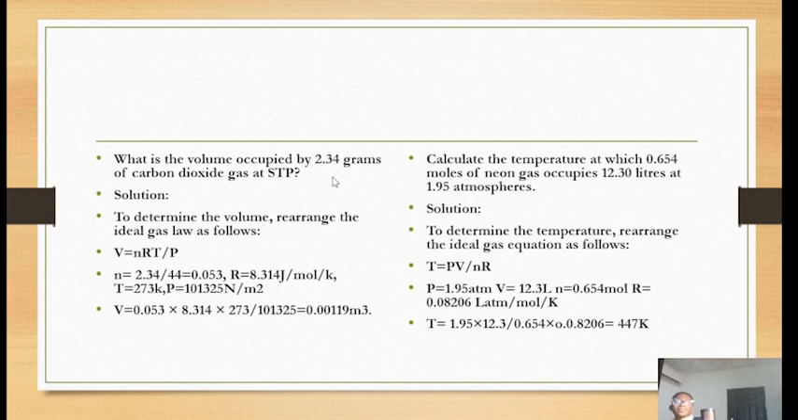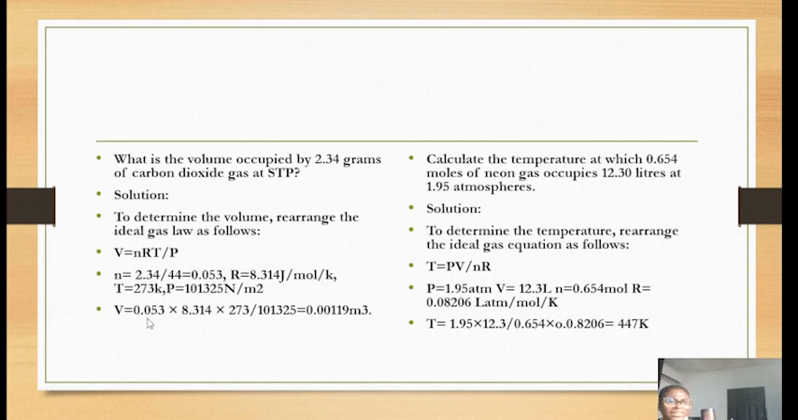What is the volume occupied by 2.34 grams of carbon dioxide gas at standard temperature and pressure? So determine the volume. Rearrange the ideal gas law as follows. You know that V equals nRT divided by P, because PV equals nRT, right? So our n is 2.34 divided by 44, which equals 0.053. That's our n. Our R is equal to 8.314 joules per mole per Kelvin.